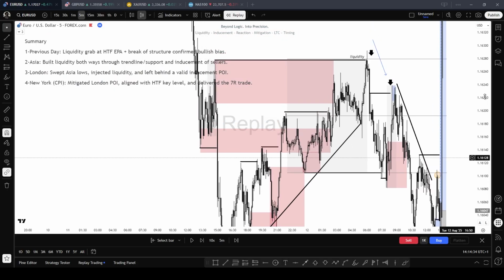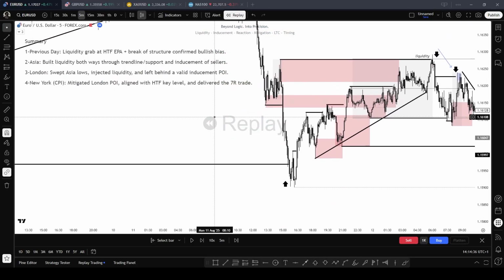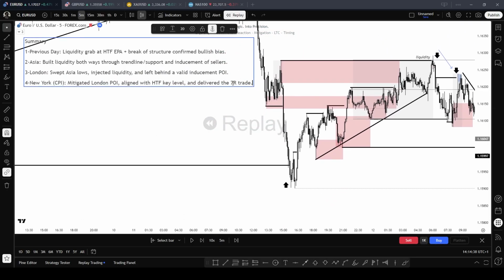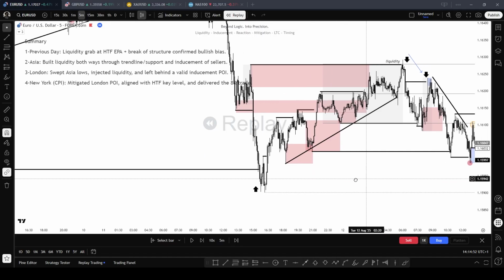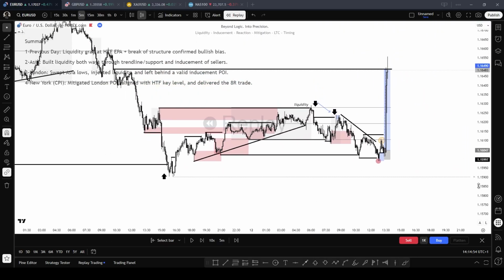And New York, it was straightforward. There was nothing in New York, right? There we go, right? So New York just mitigated the London POI that was aligning with the higher time frame key levels, aligned with the higher time frame context, and it delivered a beautiful 8R trade, right?